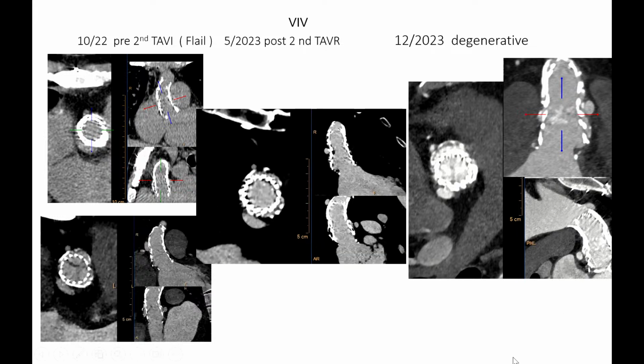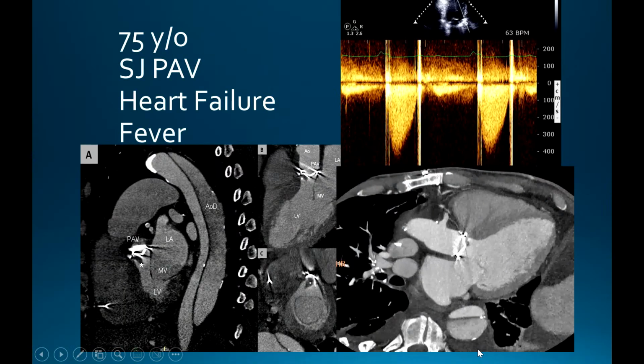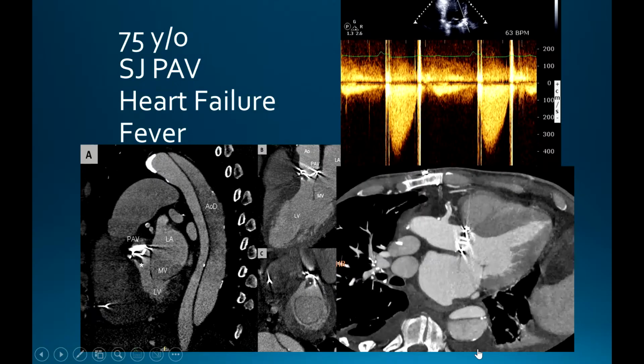So this is kind of the new frontier. We're going to see more and more in this case. Okay, up to the next, I want to show endocarditis. So this is what CT is for. This is a patient with heart failure, fever, vegetation, and transthoracic echo had the diagnosis.